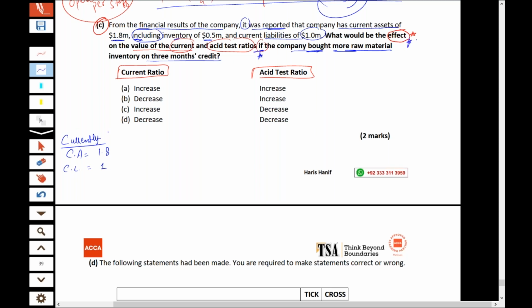Now, if there is an effect to find, the simple thing is that you need to calculate the current status, that is the current ratio, using these figures. Current ratio is 1.8 over 1, that is 1.8. And the quick ratio, I mean the acid test ratio. Acid test ratio is also called the quick ratio.